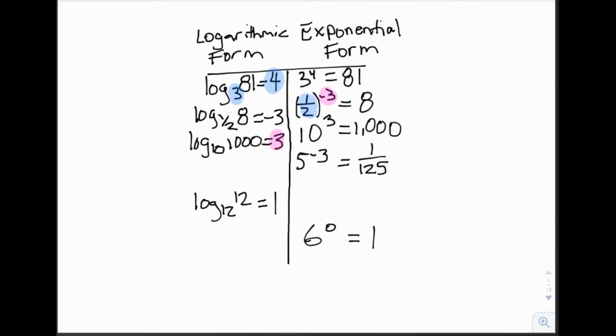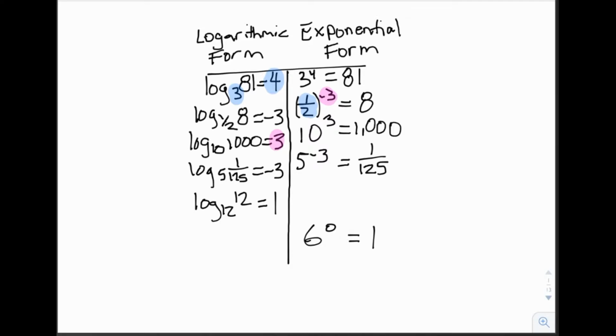So let's try to convert from exponential form back to logarithmic form. So our base again, what is it going to be? It's going to be that 5. So in this case we will have a log base 5. And then that will be equal to our exponent, which in this case is -3. And then we have the 1 divided by 125. Okay, so that should be our logarithmic form.